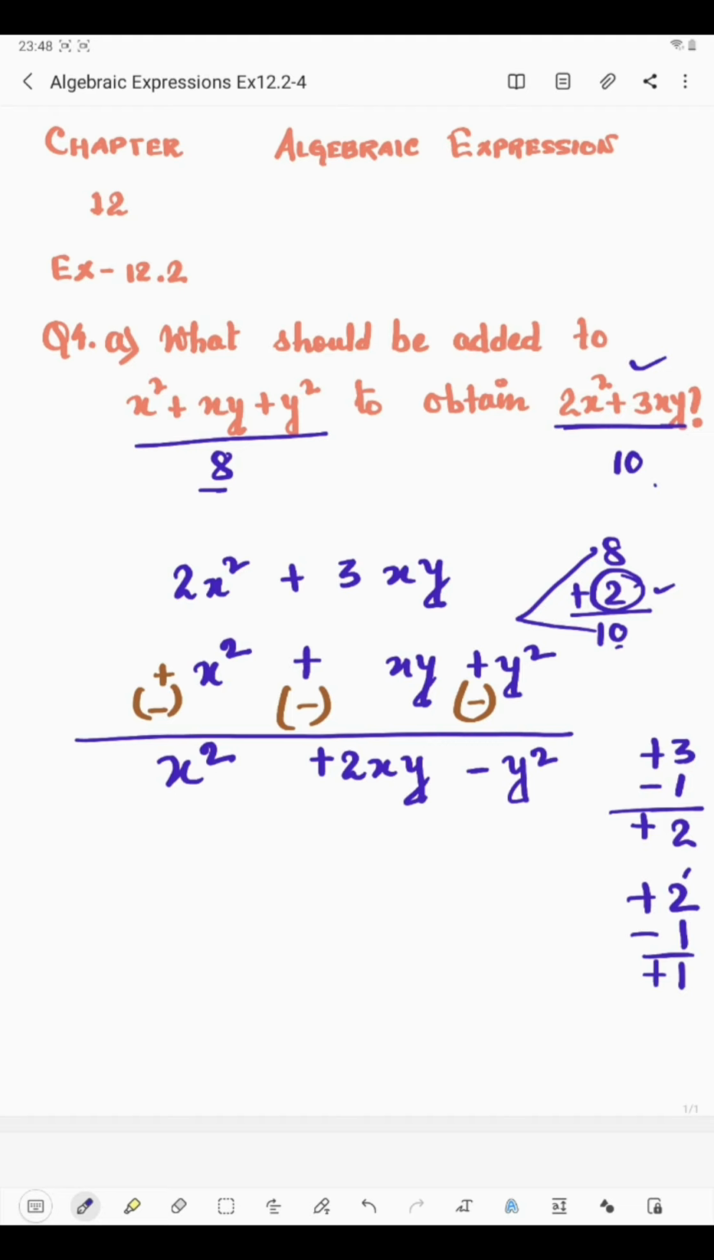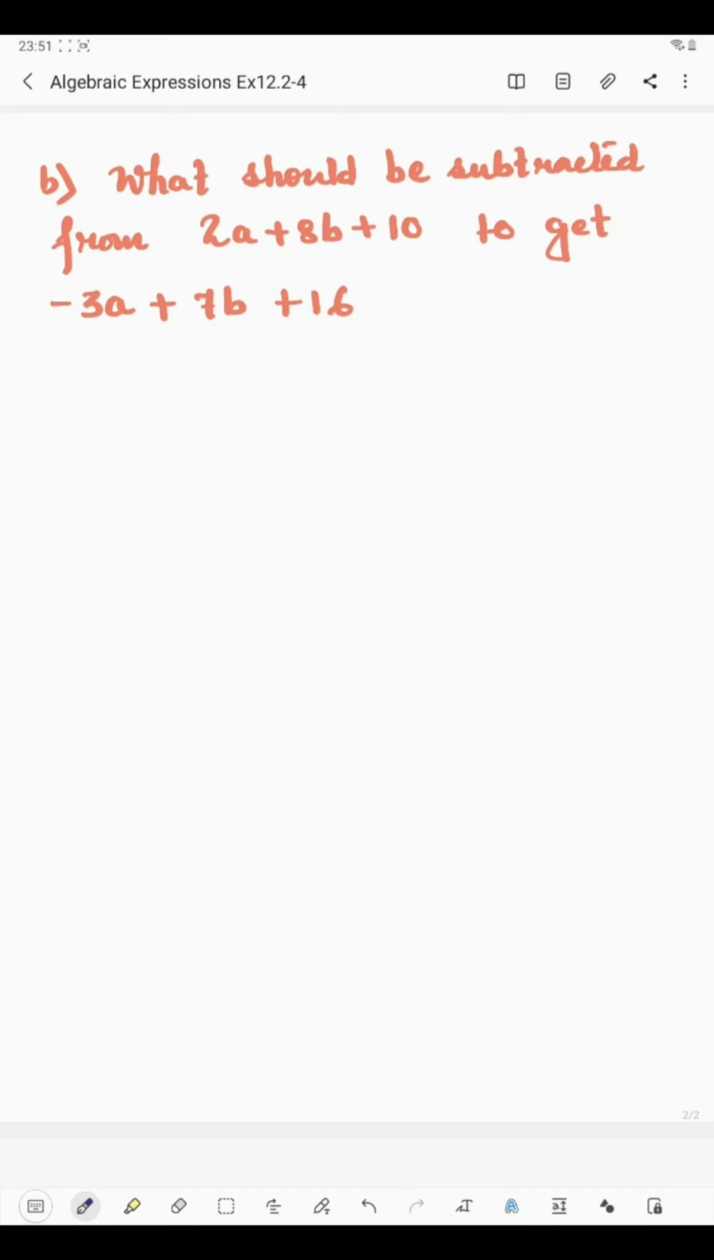Now coming to B part. In the B part we have: what should be subtracted from 2a plus 8b plus 10 to get minus 3a plus 7b plus 16. So here again we have two expressions, and according to the question, what should be subtracted from this expression to get this expression? If you consider numbers in place of expressions, it would be easier for us to understand what should be done here.